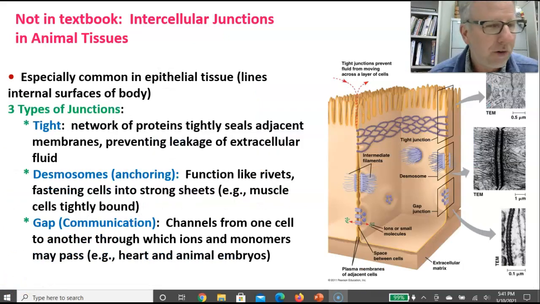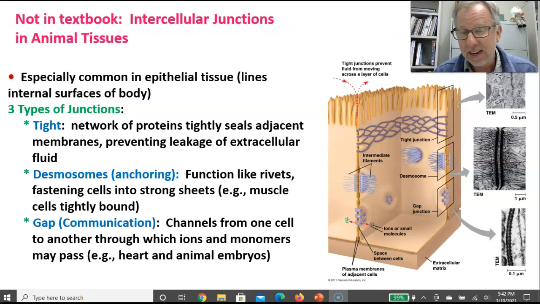Okay, the last thing I'm going over here in terms of eukaryotic cell structure has to do with intercellular junctions in animal tissues. And I didn't see this covered in your book, but you should know about it. You really should. Now a junction is where things come together, where they meet, like highways. When they meet and intersect, we can say, hey, meet me at the junction of I-10 and I-17.